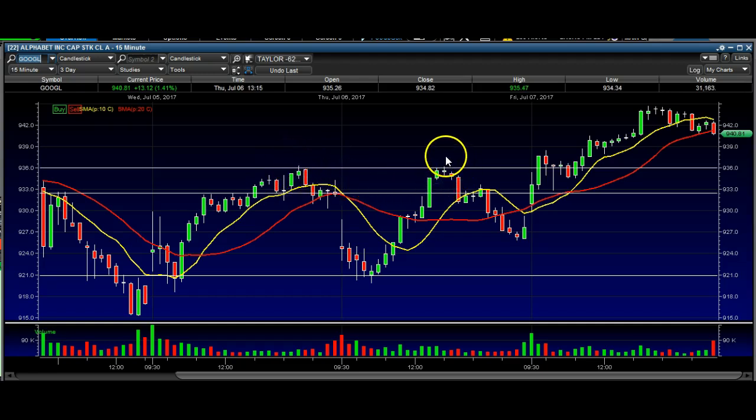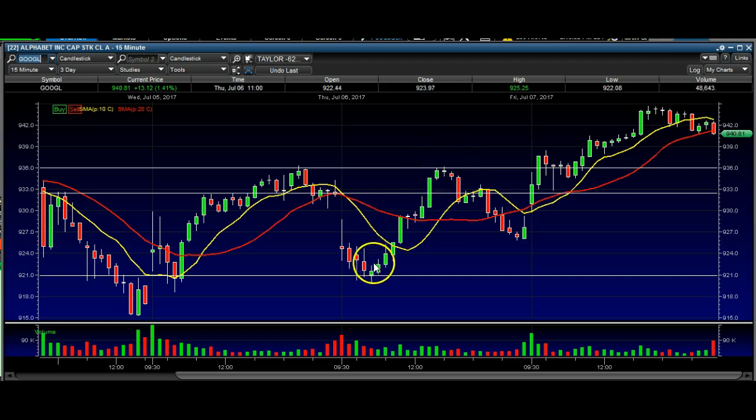So we knew that it was going to at least take some kind of a pause, and it had already moved up about $15 on the day. So it was a big, huge move for Google. So it was likely that it wasn't going to break higher. So that was correct, and we ended up selling right here at the high of the day.